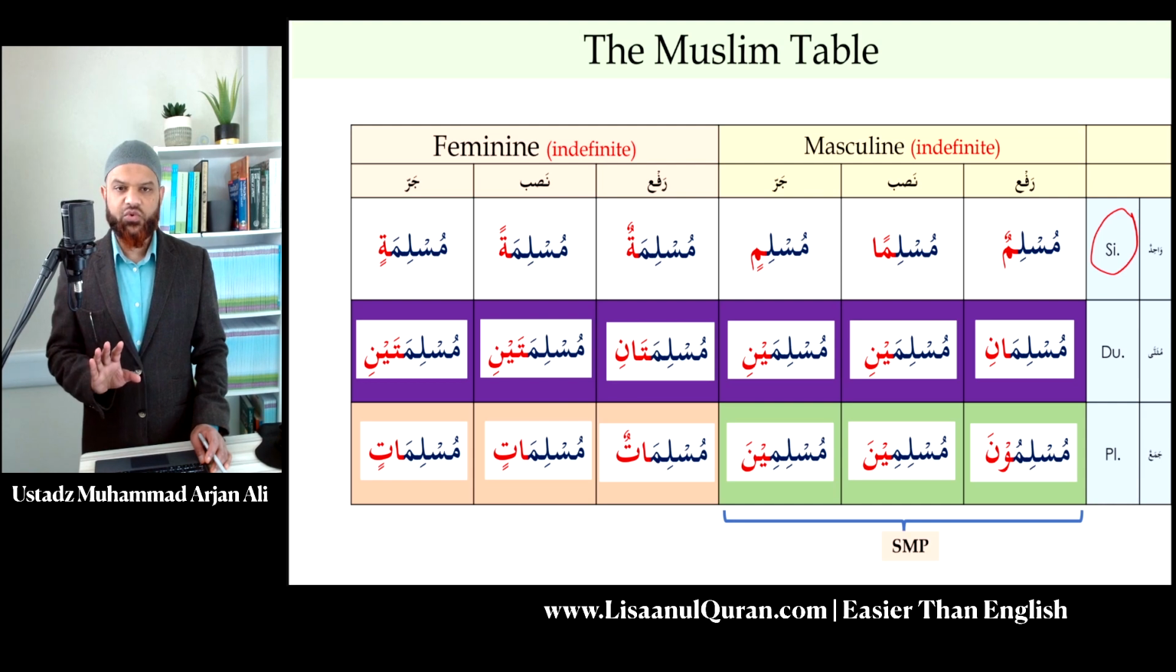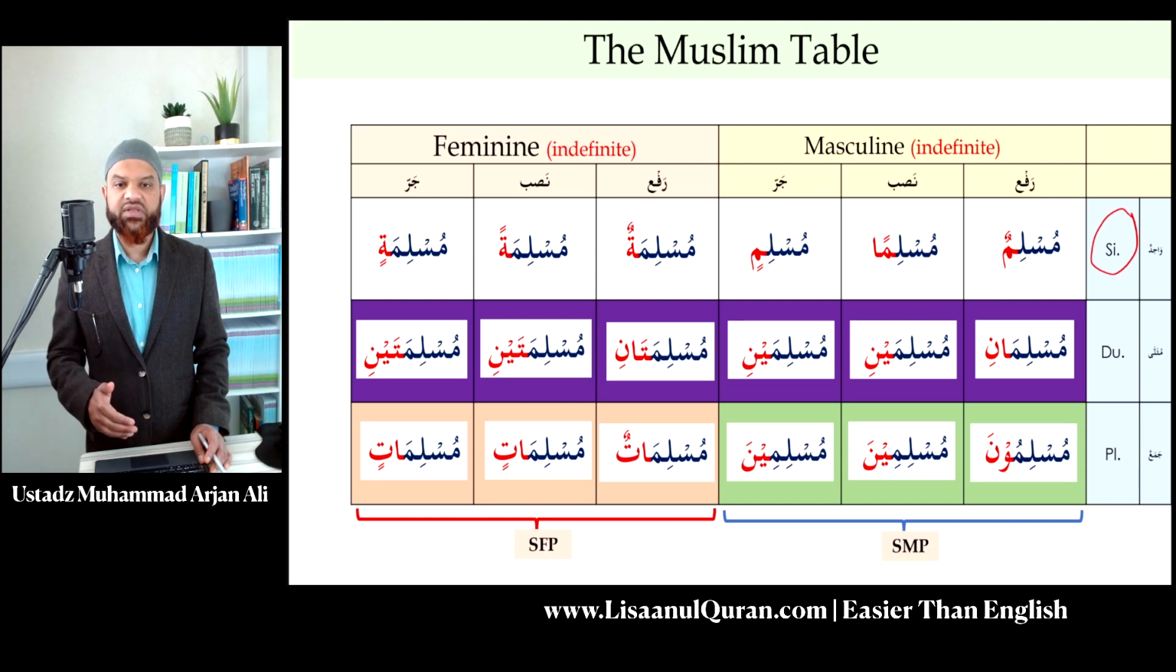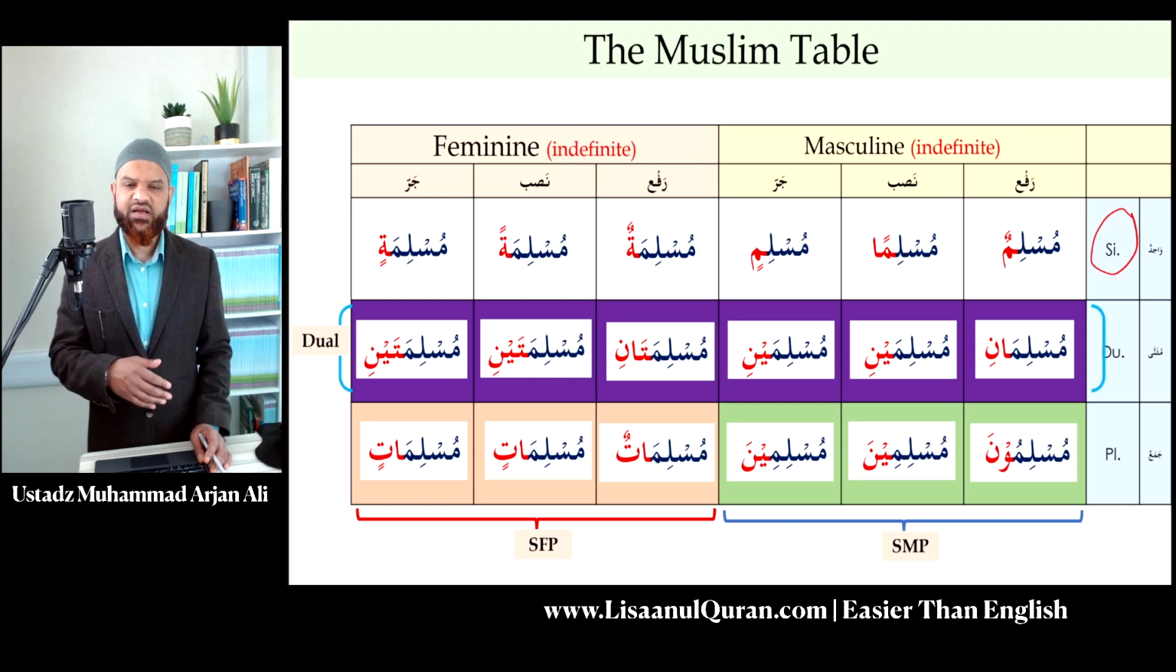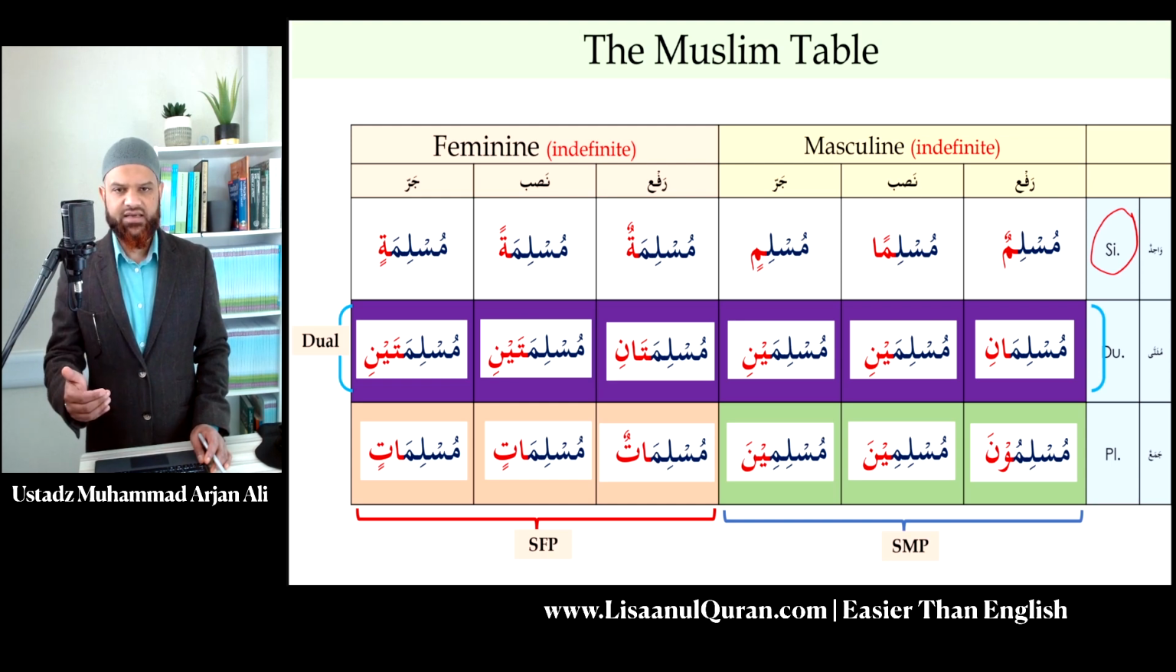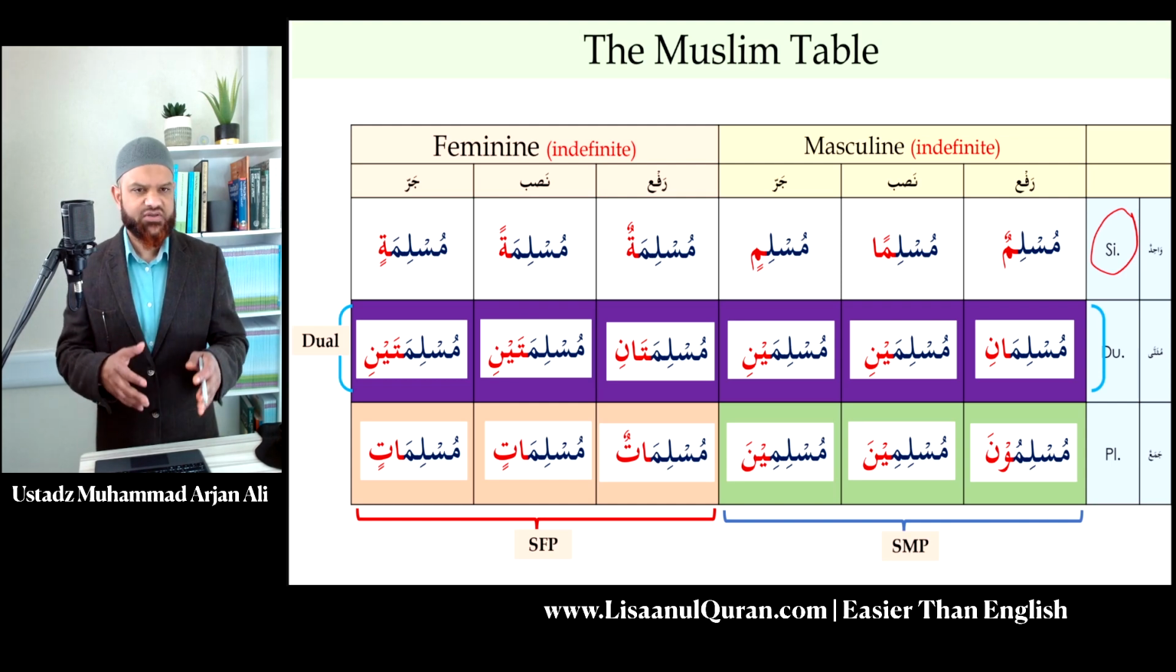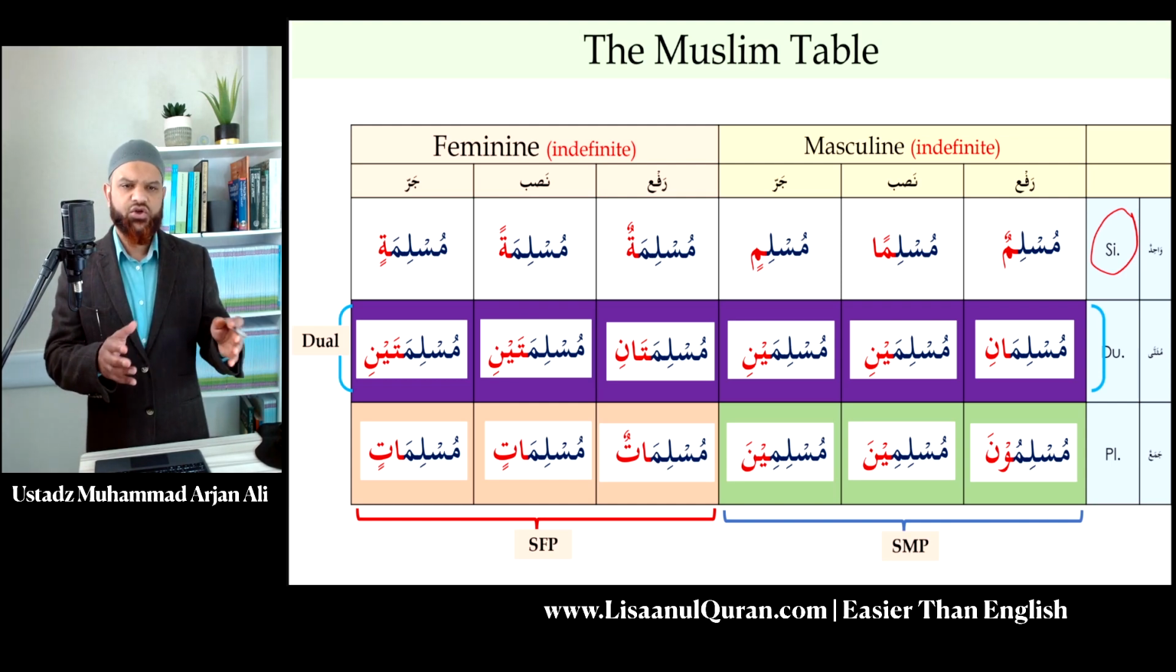So we have, for example, here, of course, you should know, sound masculine plural. They don't end with un, an and in. They end with una and ina and ina. And for the sound feminine plural, they end with atun, atin, atin. Again, completely different from un, an, in. And then, of course, the dual, whether it's masculine or feminine, the ending is exactly the same: ani, aini, aini.